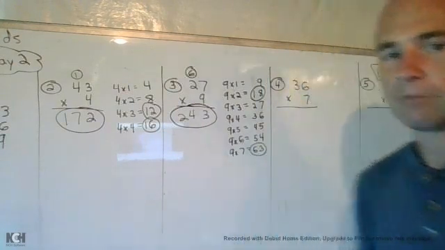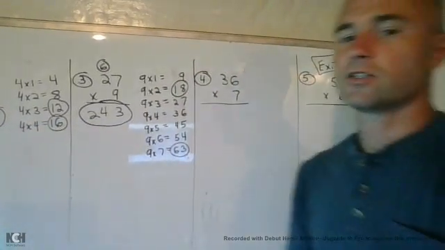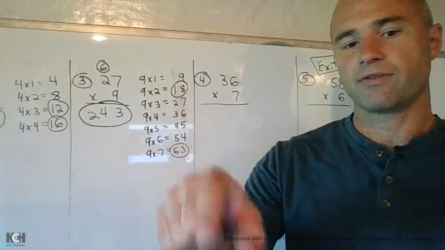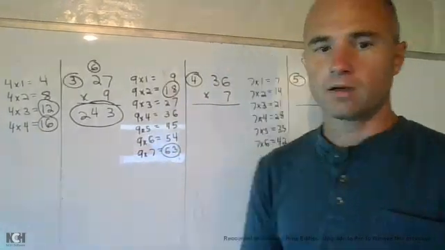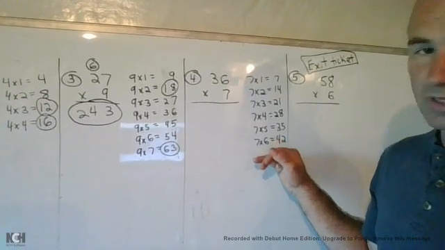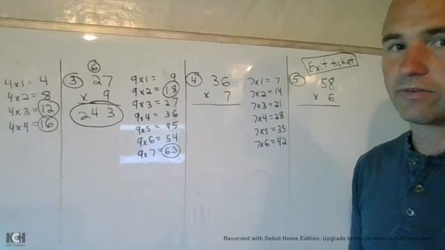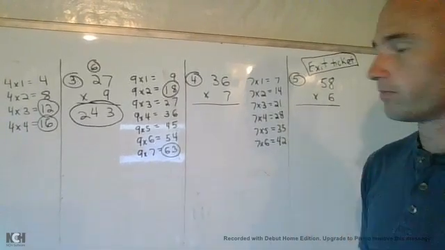All right, let's move on to number 4. 36 times 7. So go ahead, hit that pause button, and solve that on your own. All right, so I wrote down my 7 times tables here, all up to 7 times 6, because I have 7 times 6 and 7 times 3. 7 times 6 is the highest I have to go.